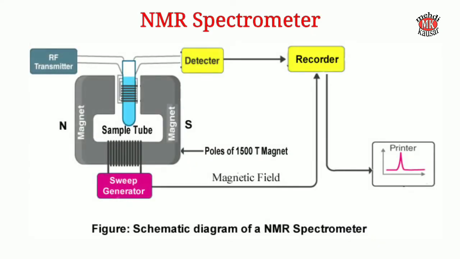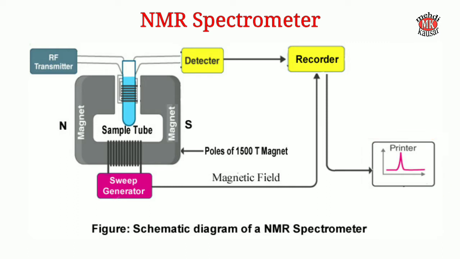Now let us discuss the construction of a typical NMR spectrometer. A typical NMR spectrometer consists of the following 5 components: a radiofrequency source of radiation, a holder containing the sample, a strong electromagnet, a radiofrequency detector, and a recorder which is attached to a printer.